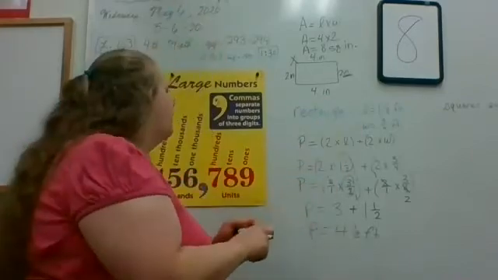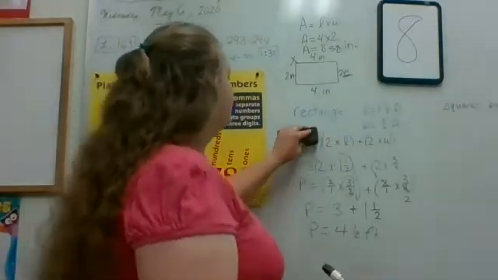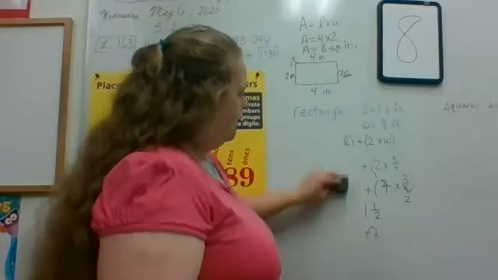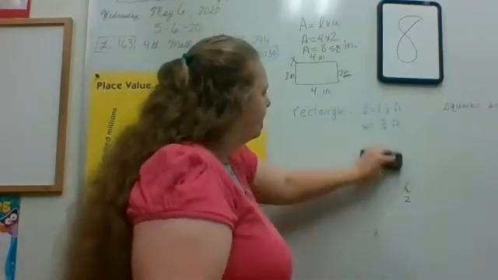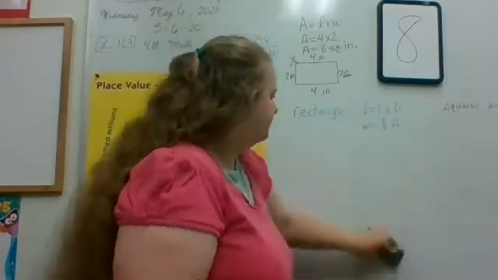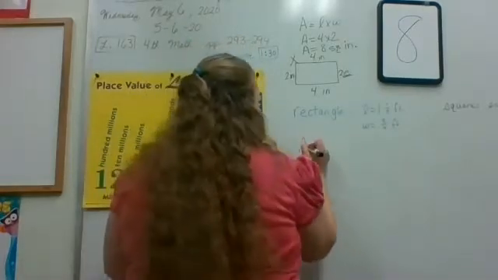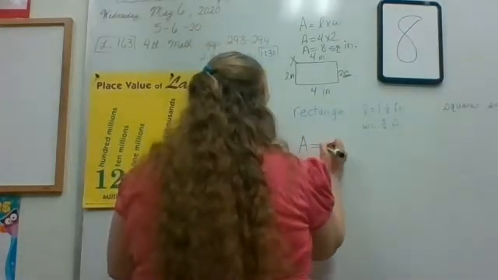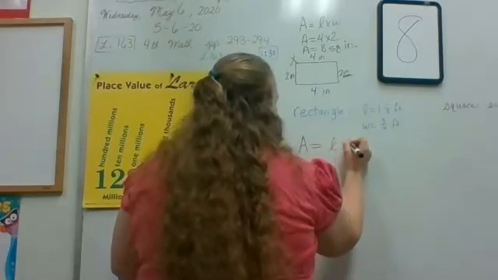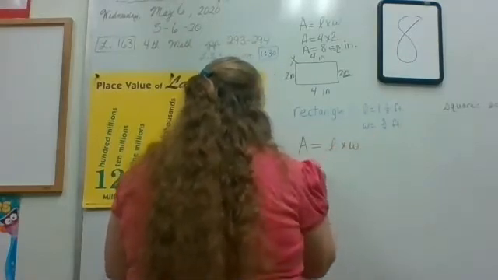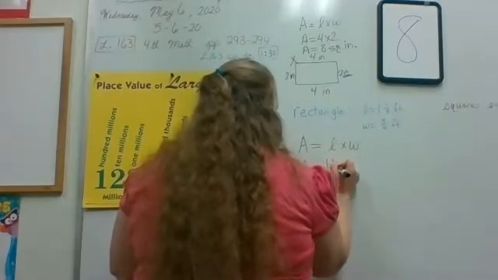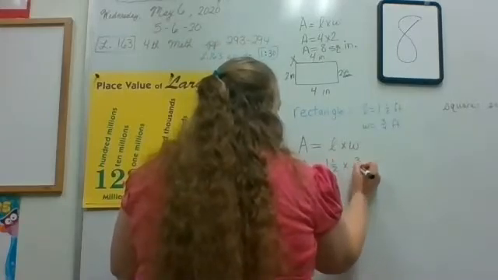Sorry about that. All right, so that's the perimeter. But what about area? Let me show you how to do it using area. Area, A, equals length times width. So area equals 1.5 times 3/4.